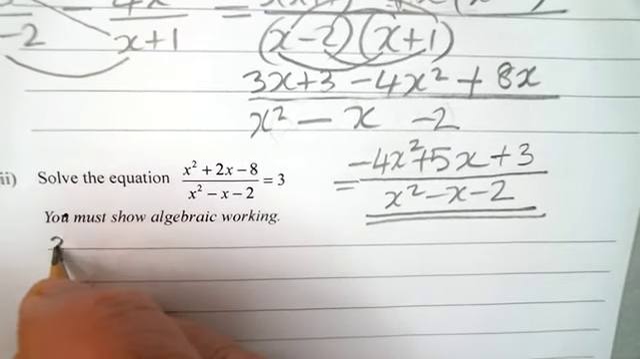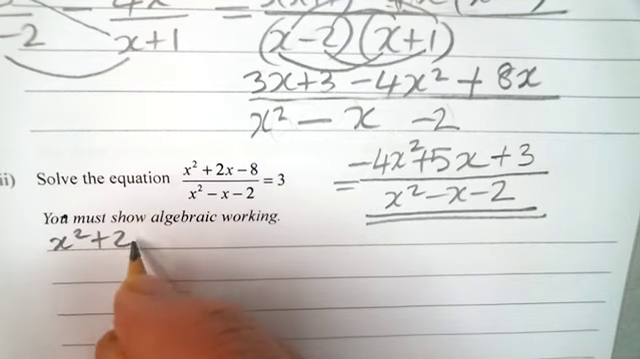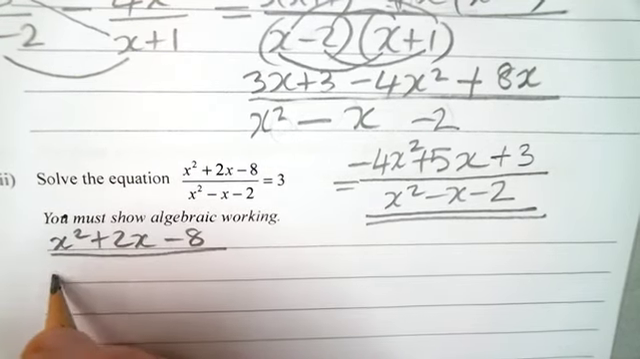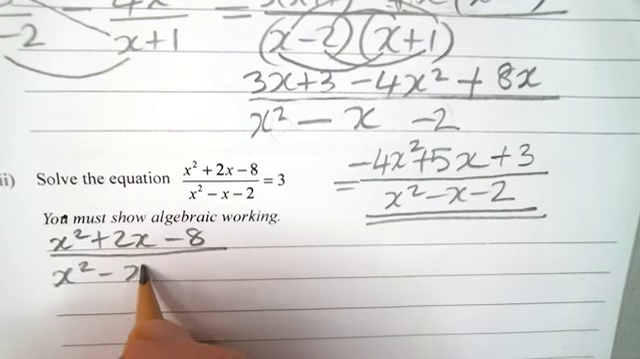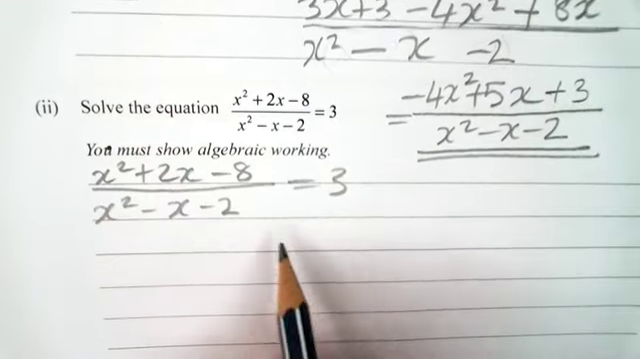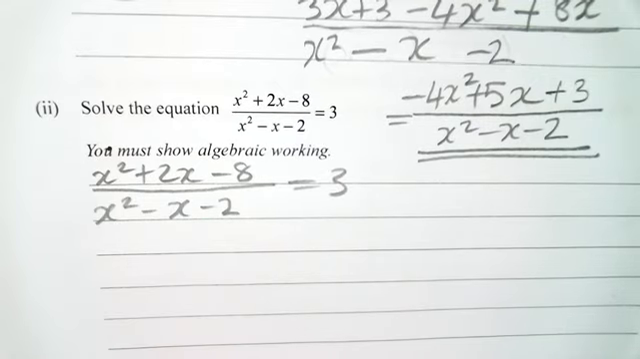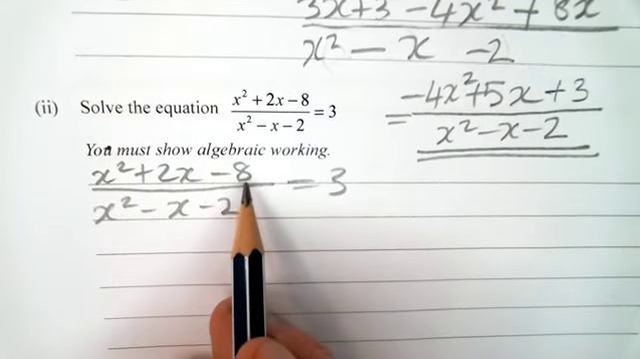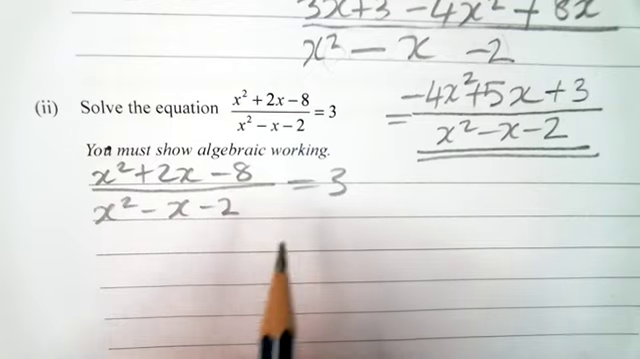So I've got an x squared plus 2x minus 8. And on the bottom here, I've got an x squared minus x minus 2. Everything is equal to 3. So I'm not going to worry about the 3. I'm just going to see if I can do something with these two first. And I'm noticing the top one here is a nice straightforward one, actually.